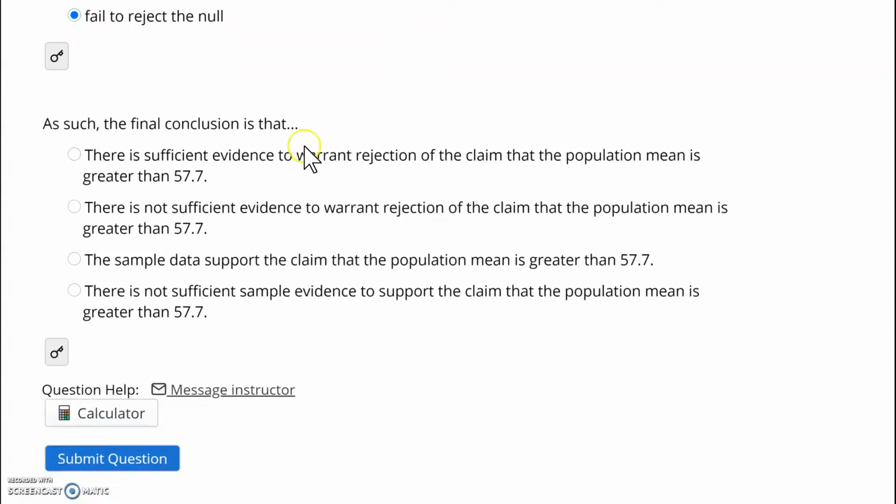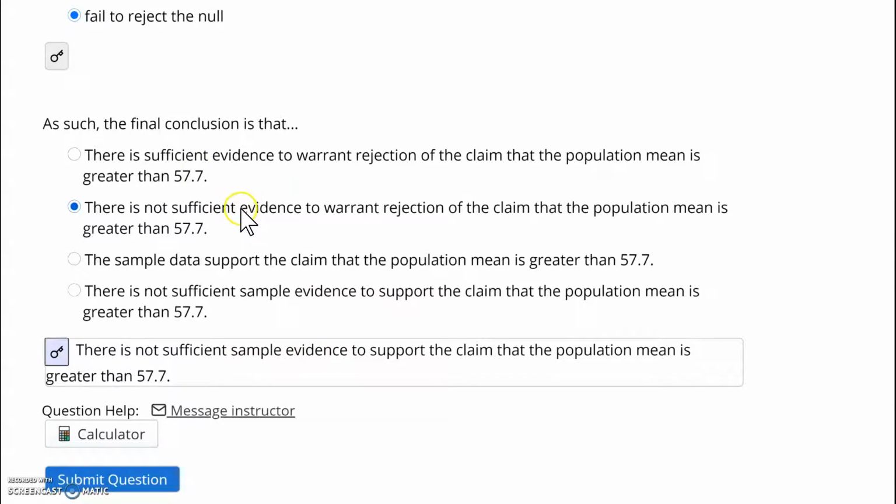All right, and then what's the conclusion? So that says there is sufficient evidence? Nope. There is not sufficient evidence to warrant the rejection of the claim that the population proportion is at. That looks good. Let's see what the other one is. There is not sufficient sample evidence to support the claim that the population mean is greater than 57.7. Let's see here.